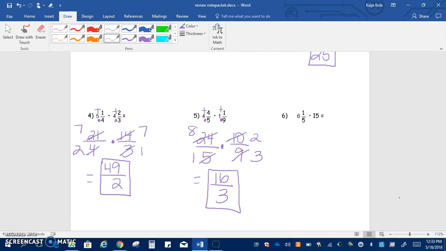Then my last one here, I'm going to change 6 and 1/5. So 5 times 6 is 30, plus 1 gives us 31, over 5, and then times, remember whole numbers are always over 1, so this would be 15 over 1. And then I can cross divide my 5 and my 15. I can divide both of those by 5, so this becomes a 1, my 15 becomes a 3. And then if I multiply straight across, 31 times 3 gives us 93 for our final answer.